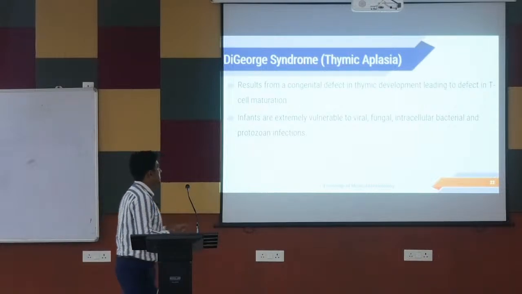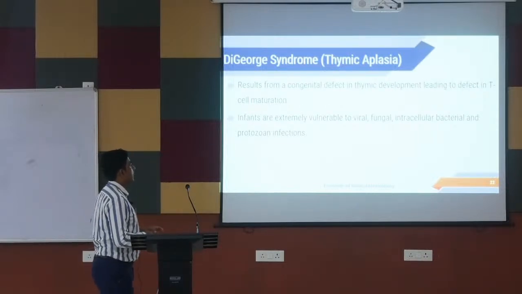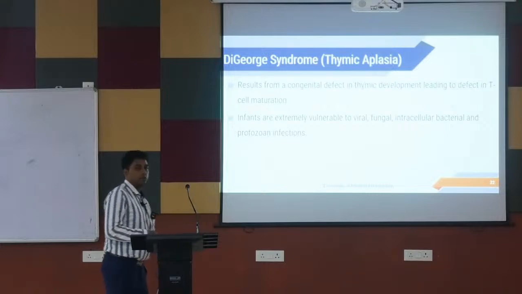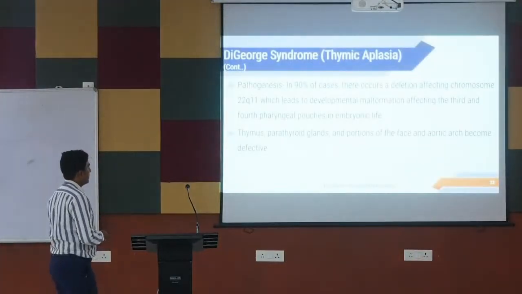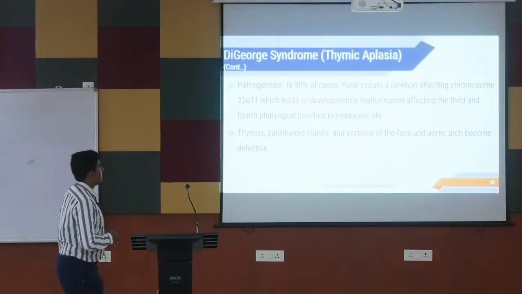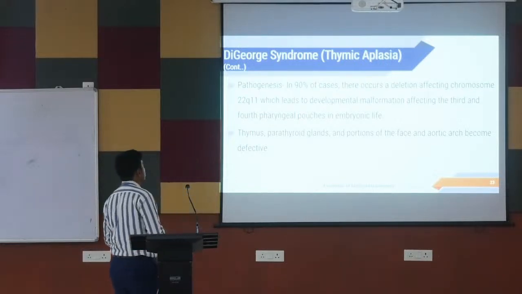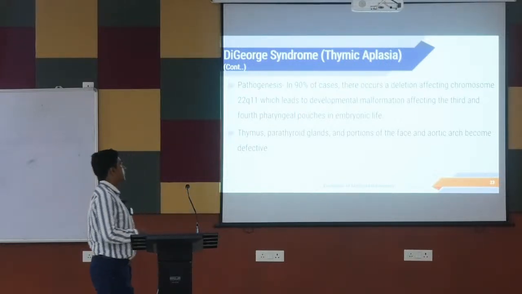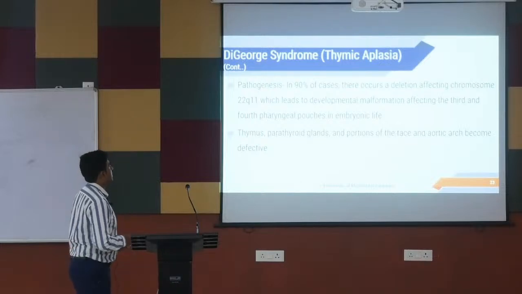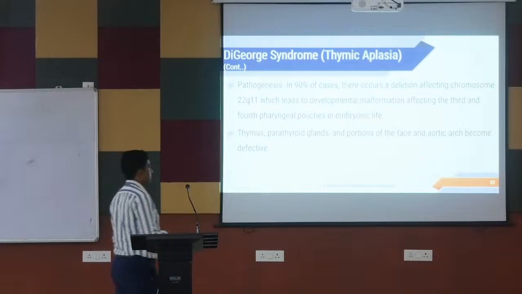The infants are extremely vulnerable to viral, fungal, intracellular bacterial and protozoal infections. কিভাবে হচ্ছে pathogenesis? In 90% of the cases, there occurs a deletion affecting the chromosome 22q11, which leads to a developmental malformation affecting the third and fourth pharyngeal pouches in the embryonic life. The thymus, parathyroid glands and the portions of the face and aortic arch become defective.